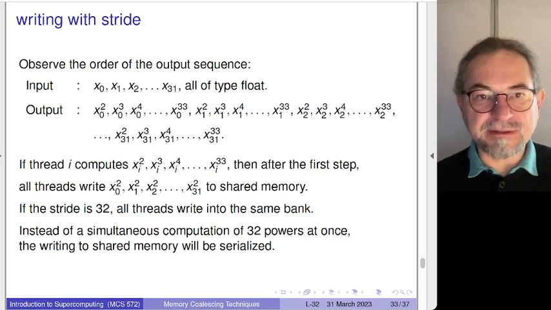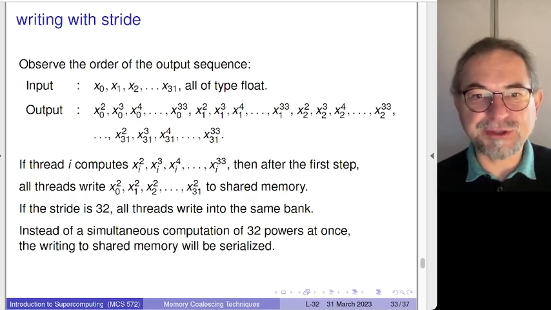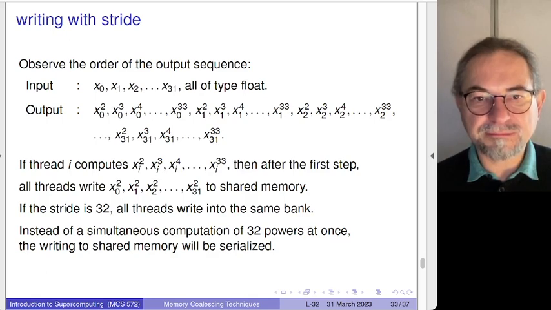So instead, each time a power is computed, all threads are writing to shared memory. So this is actually the bad thing. I'm sorry if I introduced this wrong. This is the naive implementation worked out with a stride. What is pretty bad here is that instead of having simultaneous computation, you will actually have serialized the computation because of the writing to shared memory.